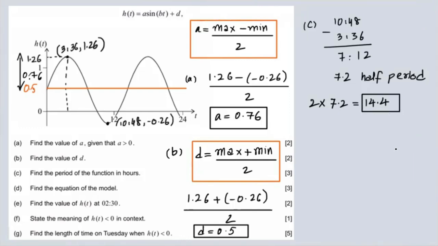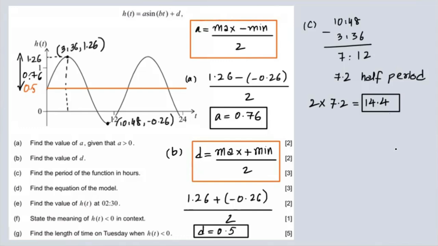So if you find anything difficult, you can always rewind and check again, like how I'm getting my period, amplitude, midline. Okay, part D, find the equation of the model. Once we have all of our A, B, and D I can write it, but right now I do not have the value of B. Listen to this carefully.